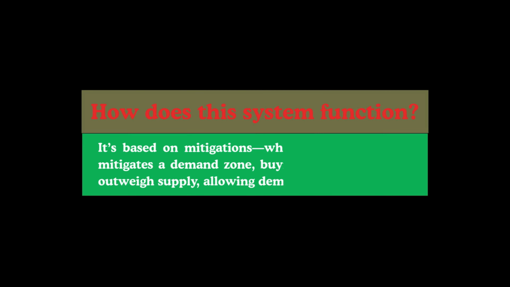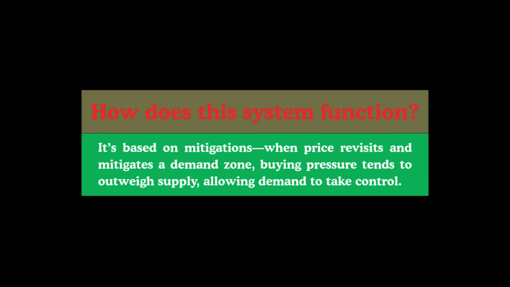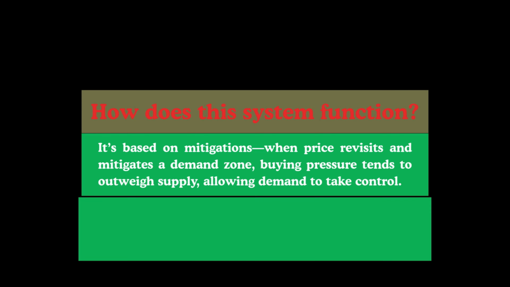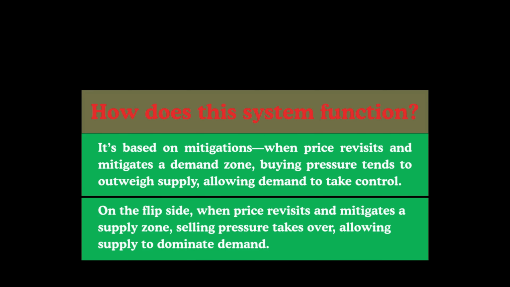It's based on mitigations. When price revisits and mitigates a demand zone, buying pressure tends to outweigh supply, allowing demand to take control. On the flip side, when price revisits and mitigates a supply zone, selling pressure takes over, allowing supply to dominate demand. Picture the market in an uptrend, consistently forming higher highs and higher lows.